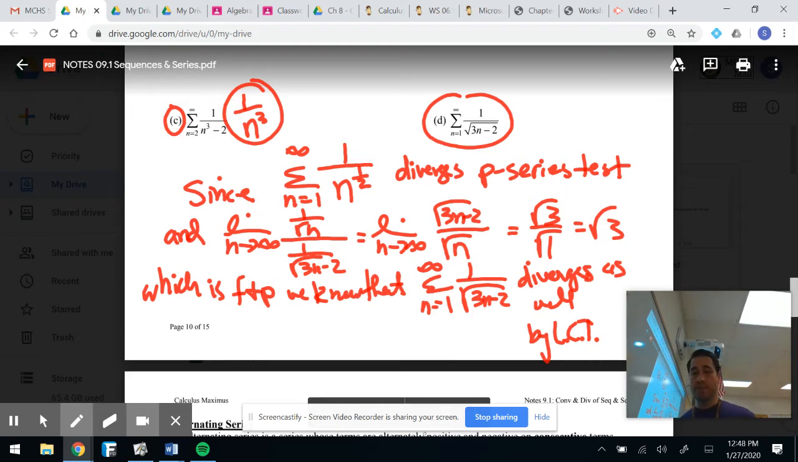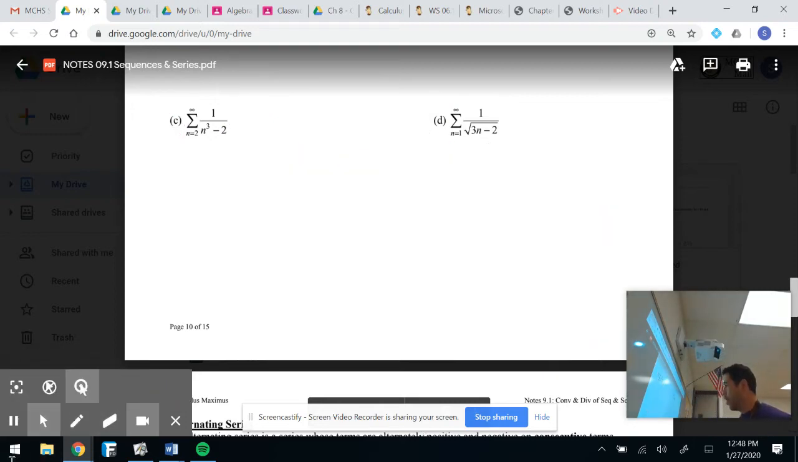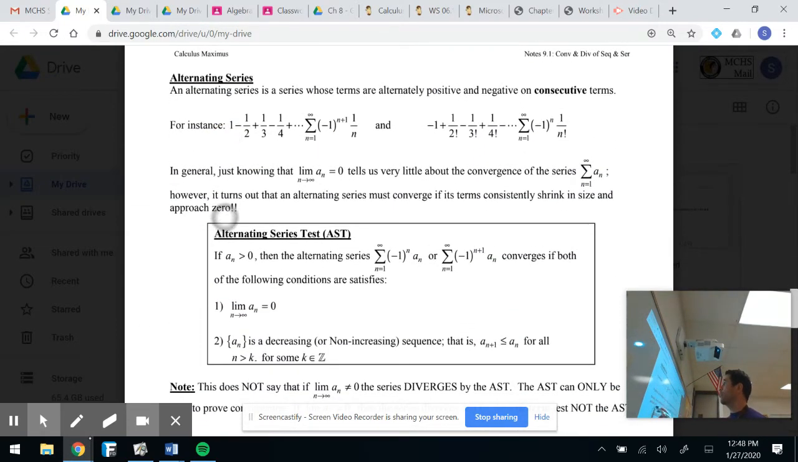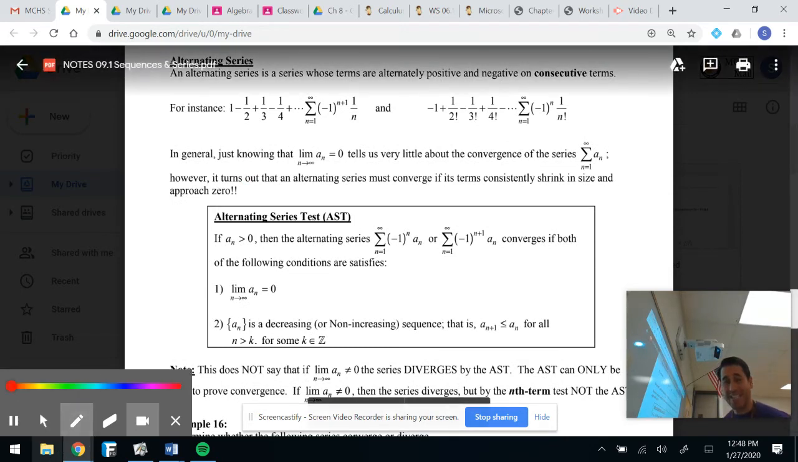All right, we're going to keep moving. Okay, I know there's a lot to take in right now. You're going to have a big time homework assignment that you want to make sure you are able to do. But we're going to go to what is called an alternating series.